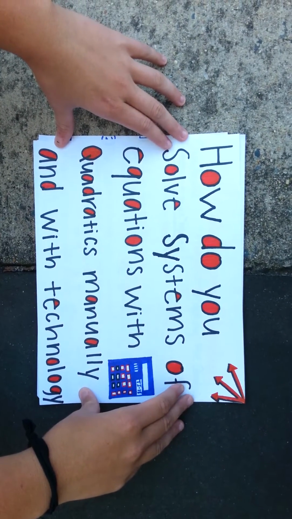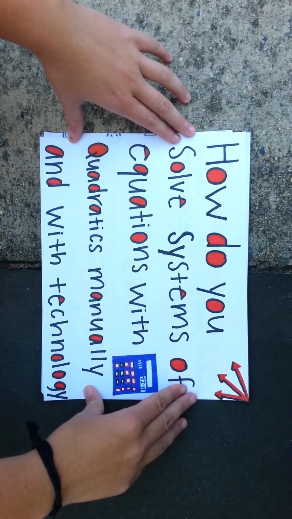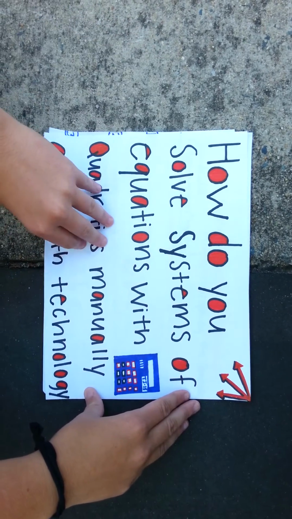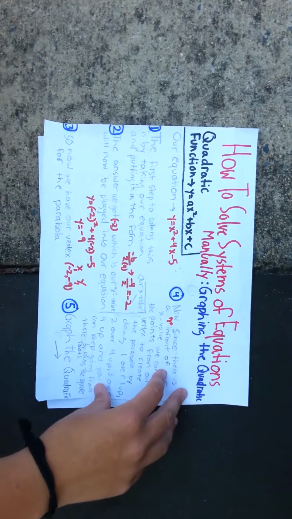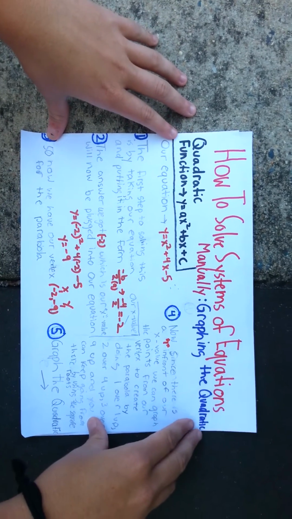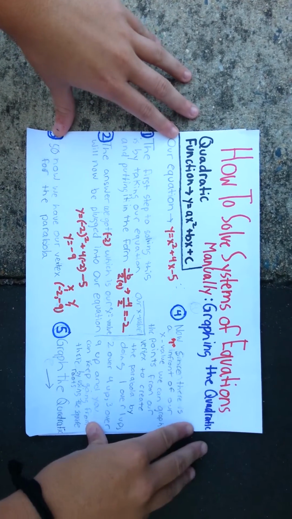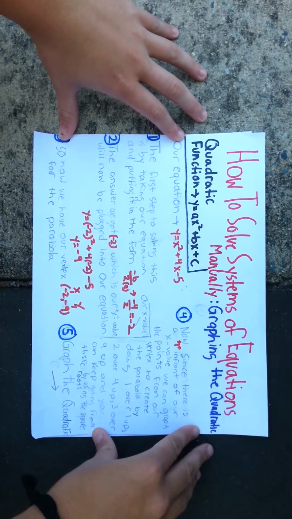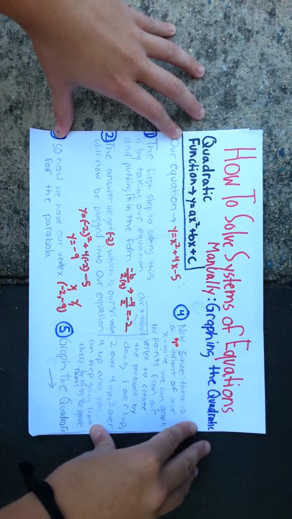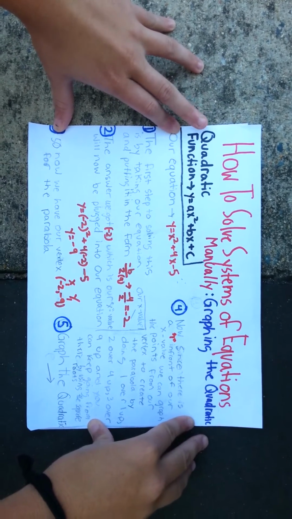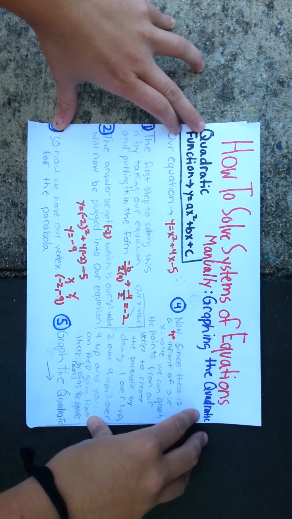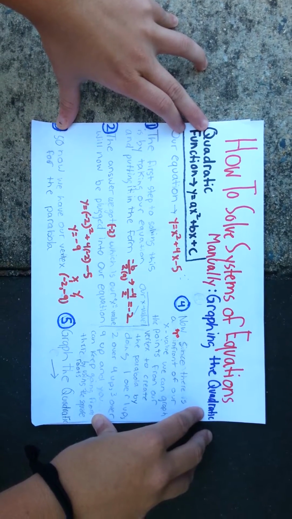How do you solve systems of equations with quadratics manually and with technology? How to solve systems of equations manually. Graphing the quadratic. The quadratic function is y equals ax squared plus bx plus c. Our equation is y equals x squared plus 4x minus 5.